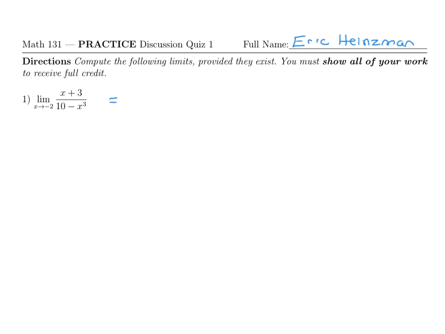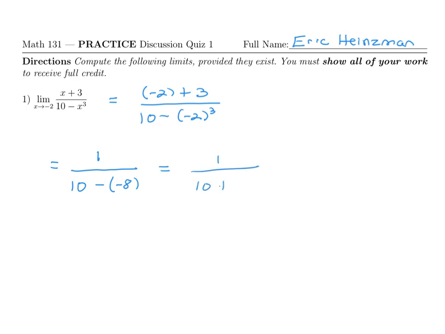Let's try that out. This is equal to (-2 plus 3) divided by (10 minus (-2) cubed). I think this is going to work out. We're not going to divide by 0, which would be the only problem for this function, so direct substitution works. In the numerator, -2 plus 3 is a positive 1. In the denominator, 10 minus, if you cube -2, that's -8. So this is 1 over 10 plus 8, or 1 over 18. This is the solution for the first limit.